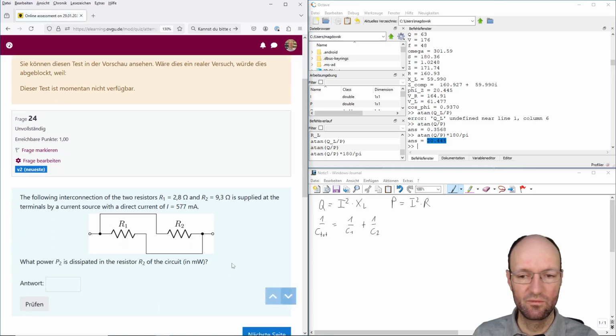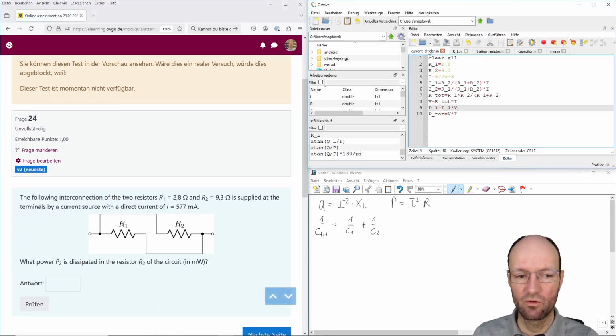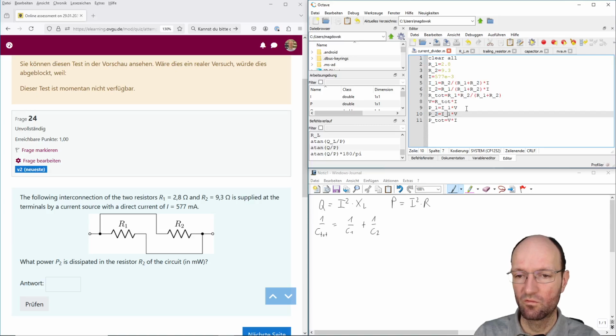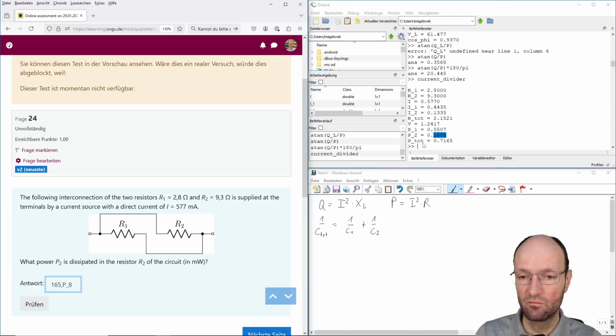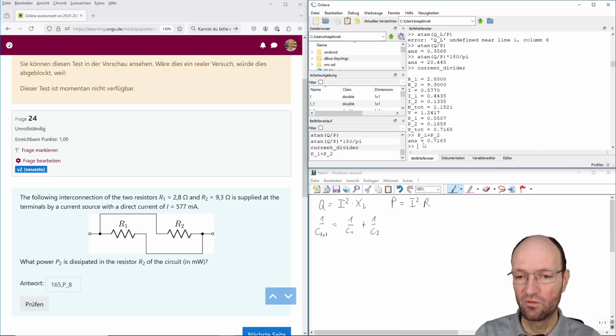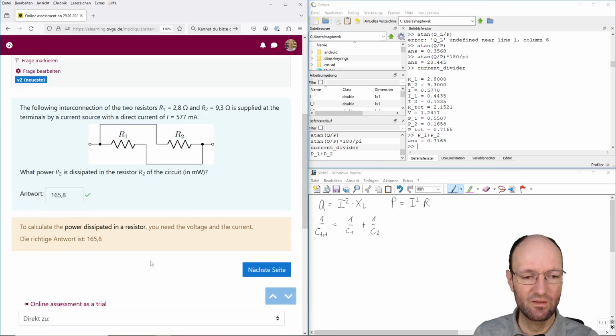So next question, once again related to our current divider. What is the second power? So the second power can be calculated from the second current. And we get 165, and this also makes sense because power 1, now quick check, plus power 2 should give the total power, and this is the case. So 0.8. So let's check. This is correct.